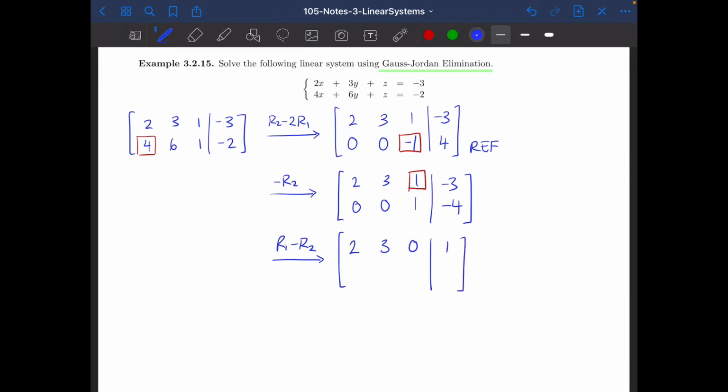So that's my new first row. The second row stays the same, 0, 0, 1, minus 4. Now this augmented matrix is not quite yet in reduced row echelon form. In the first row I have a leading 2, I do not have a leading 1, and so I'll use the elementary row operation 1/2 row 1 to get a leading 1 in that first row. So my new first row becomes 1, 3 over 2, 0, 1 over 2. The second row stays the same, 0, 0, 1, minus 4. This augmented matrix is in reduced row echelon form.